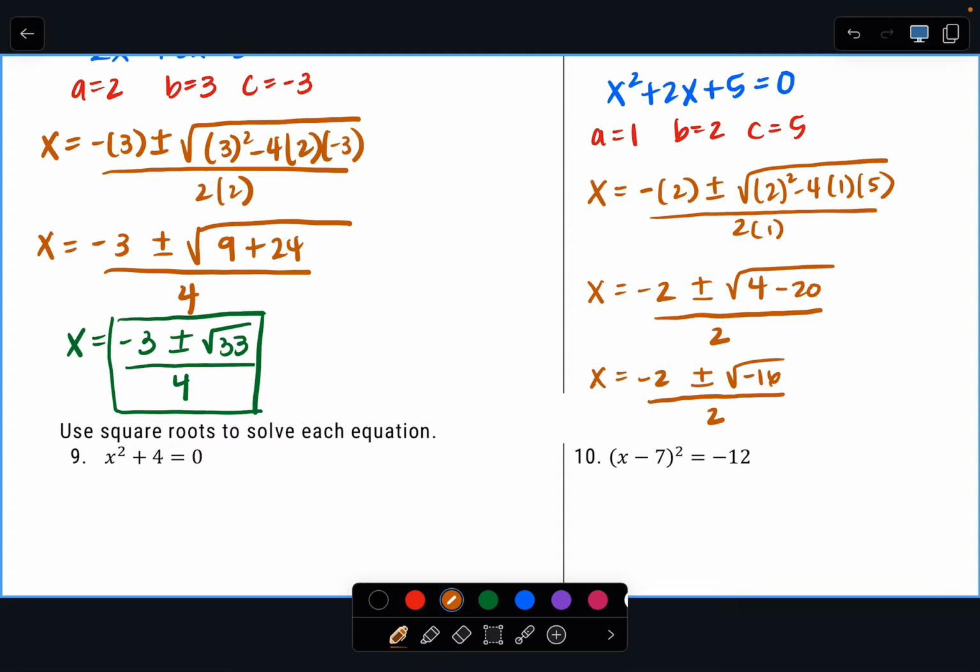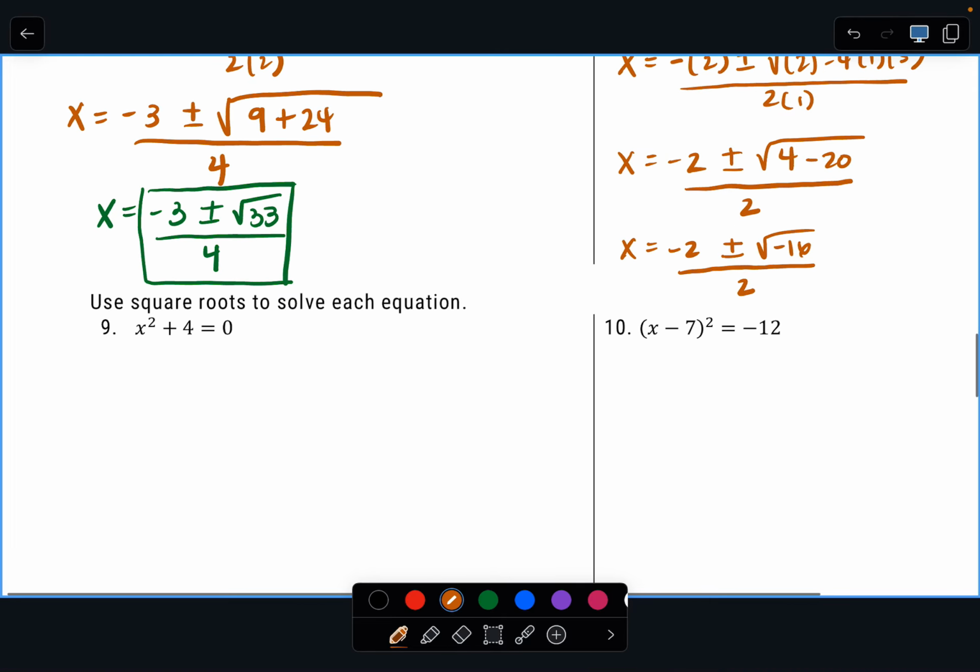Okay, I need your full attention. With the square root of negative 16, remember we talked about how if there is a negative number, you are going to have an imaginary solution. So there's two parts that you have to look at. Think of this like what we did last time: the square root of 16 times the square root of negative 1. What is the square root of 16? 4. What is the square root of negative 1?